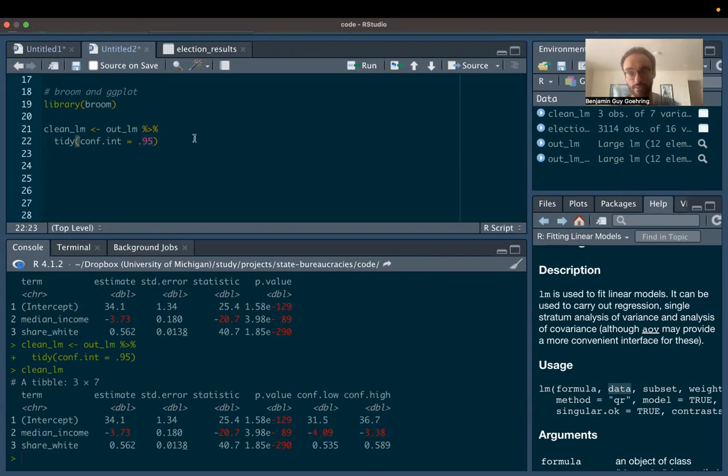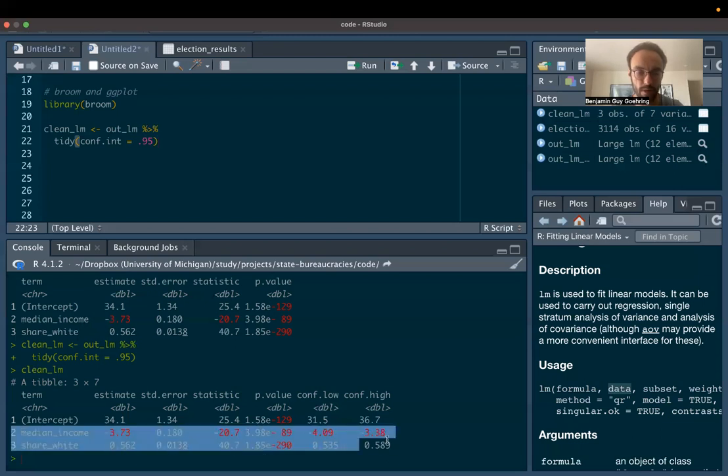So that was just a brief tangent on that. Okay, so now we have this object with our confidence intervals. And so what we want to do is plot these 2 rows. I'm going to drop this intercept row. We're not very interested in it.